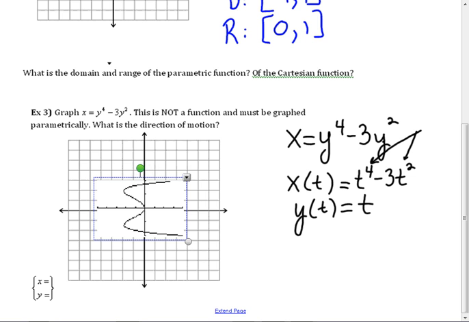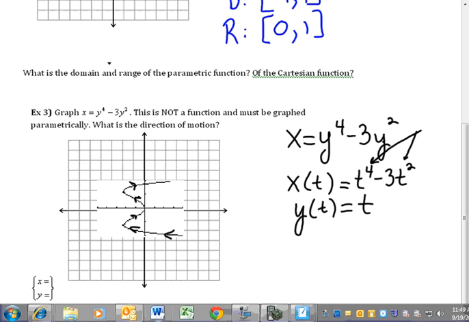Did you notice the speed at all? Did you notice the speed? Because what's happening here at these points? It's stopping. Watch it again.